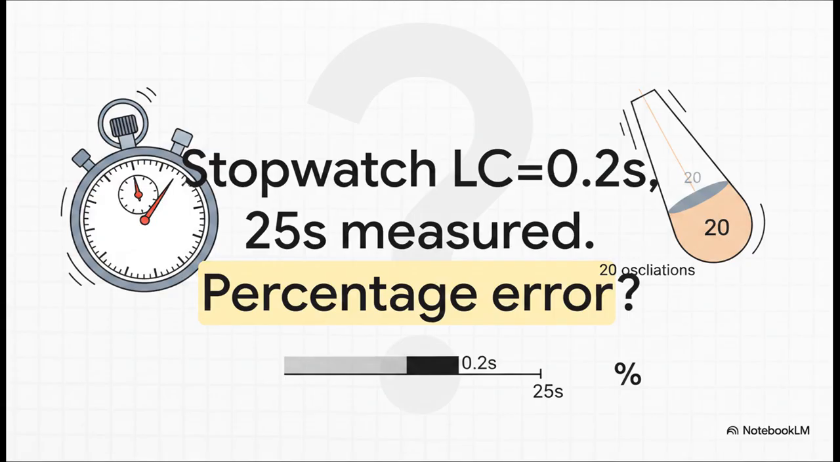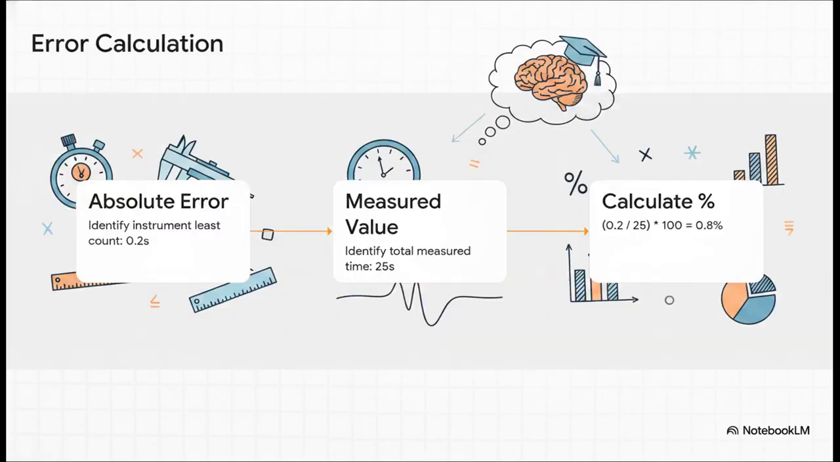The least count of a stopwatch is 0.2 seconds. The time of 20 oscillations is measured as 25 seconds. What is the percentage error? This is a classic textbook NEET problem that directly relies on the least count concept. Actually, don't overthink it. Just follow the structure.